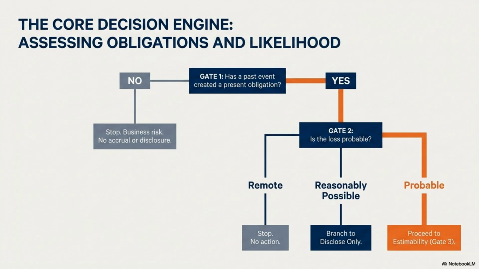Run this engine on every item. Do not rely on last period's classification, because new information may have changed the outcome. And do not skip items just because no lawsuit has been formally filed. A past event that has occurred is in scope regardless of whether legal proceedings have started.